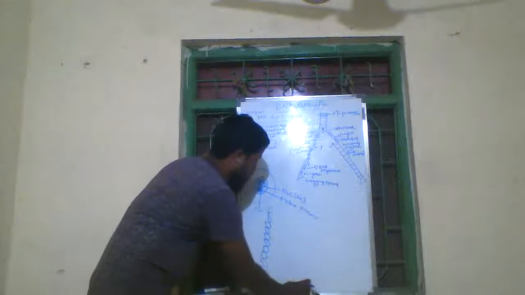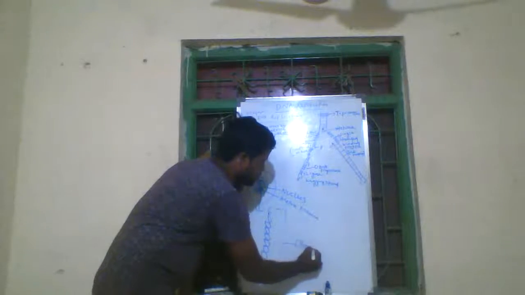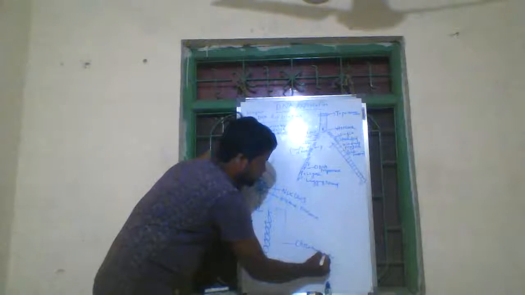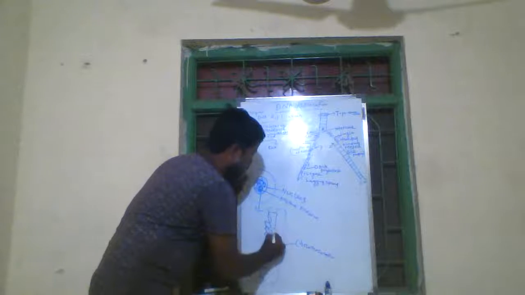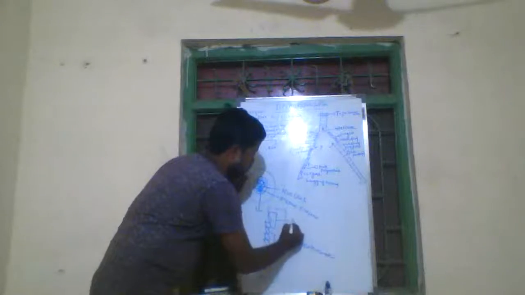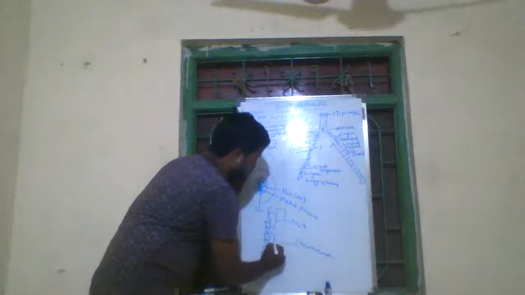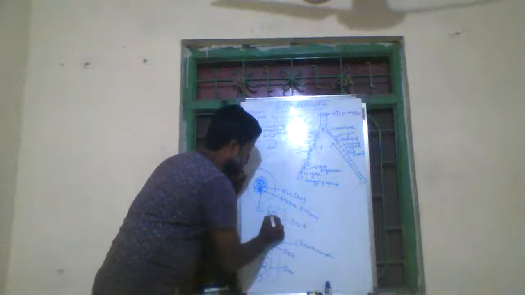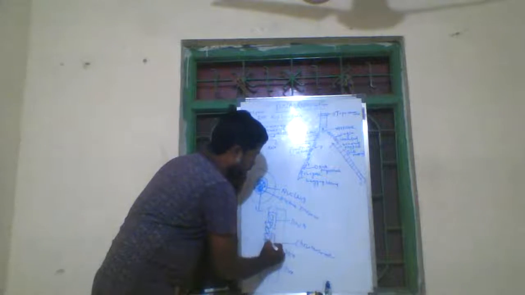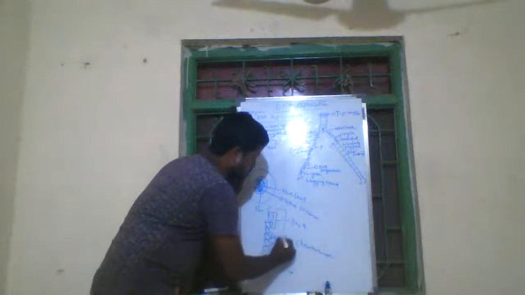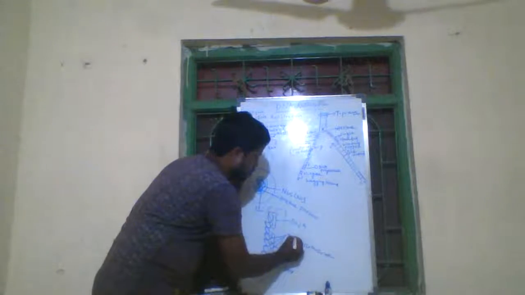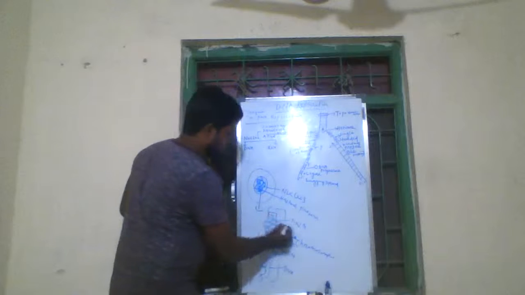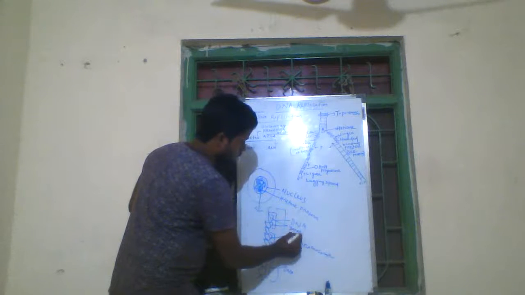Suppose this is a chromosome, and its small part is called DNA. And the DNA contains small subunits, and these are called genes. They are called genes.